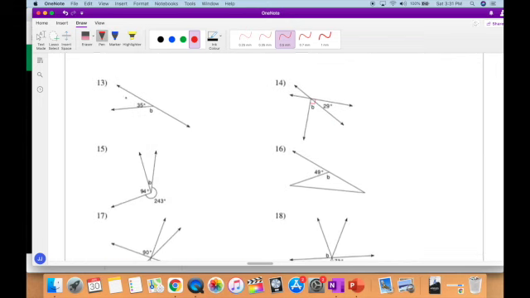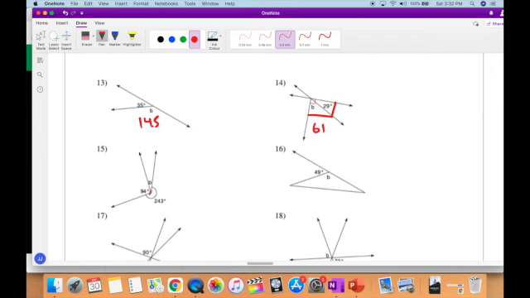This here is supplementary, so 180 minus 35. This here is complementary. We can see that they form a right angle, so that means 90 minus 29.